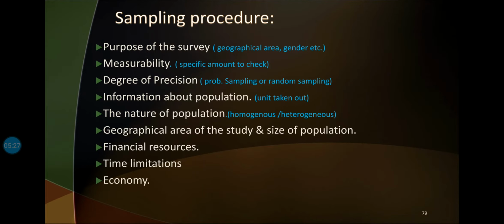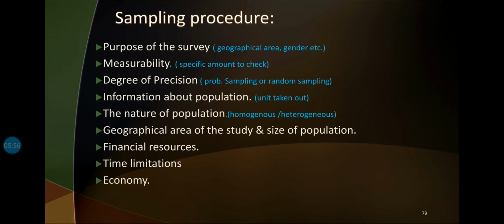Now, the sampling procedure. The sampling procedure first consists of the purpose of your survey. What is the purpose of your survey? Depending upon it, the sample can be taken from a geographical area or it can be by gender, male, female. Then measurability, the specific amount to check, the degree of precision. Depending upon it, the sampling procedure is conducted.